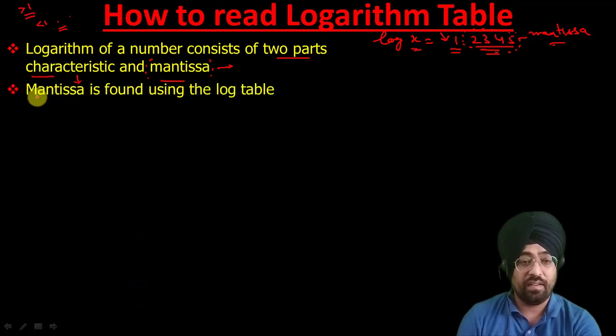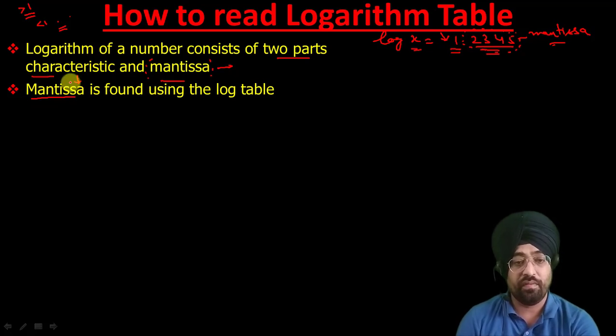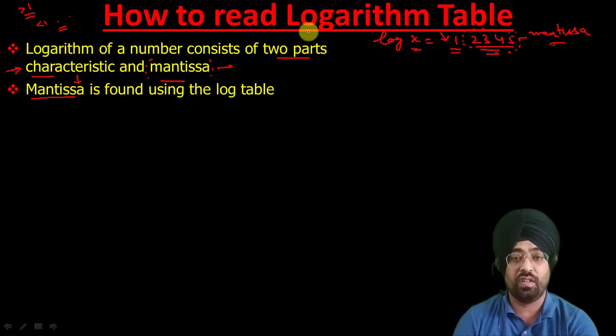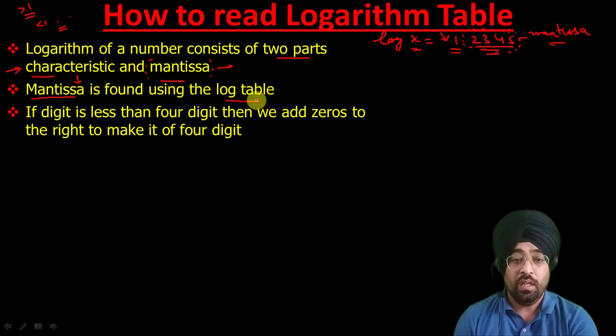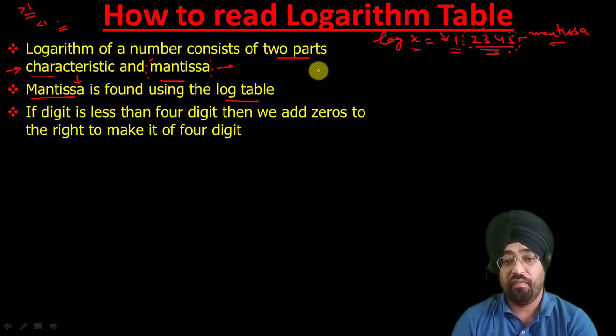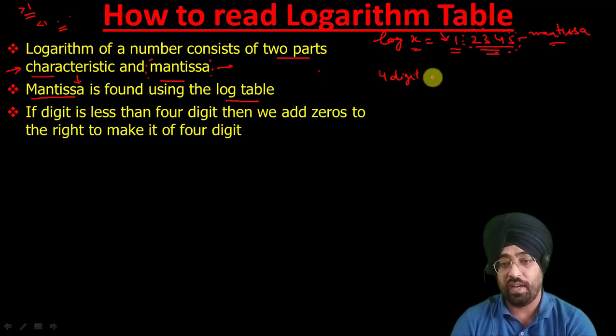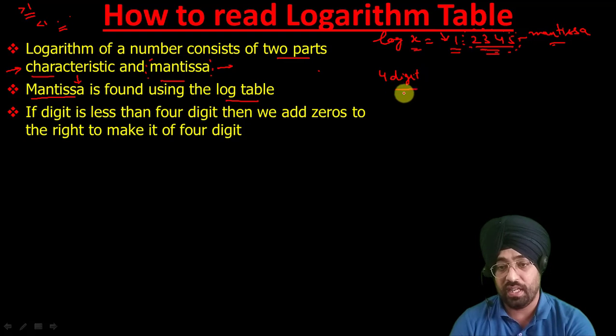Now as I have said, today we will see that when we have to find the log of a number, we need two things, characteristic and mantissa. The characteristic we find using rules, and the mantissa we find using the logarithm table. So the logarithm table tells us the value of the mantissa, and I will teach you how to find that value. When we have to use the log table, we need a 4-digit number.